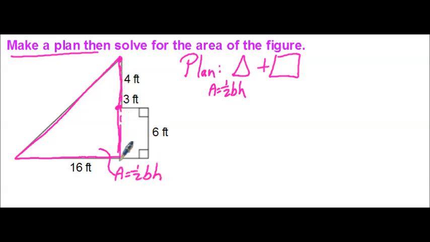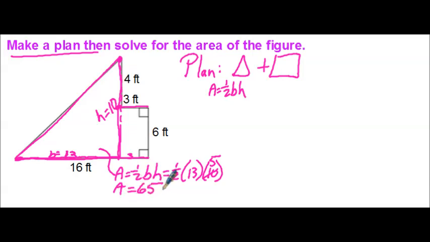So in this case, we have to figure out the length of this side, which is 4 plus 6. Then we have to figure out the length of this side, take out 3. So the base here is 13. So 1/2 times 13 times 10. You'll need to cancel here to a 5. 5 times 13 is 65.